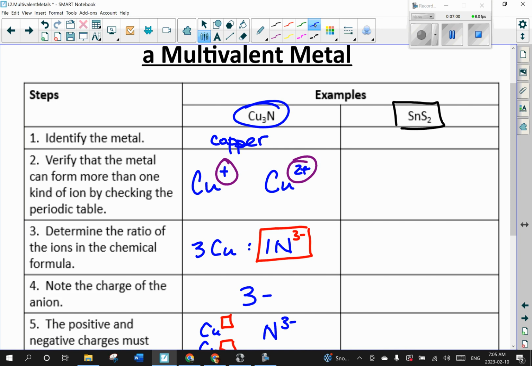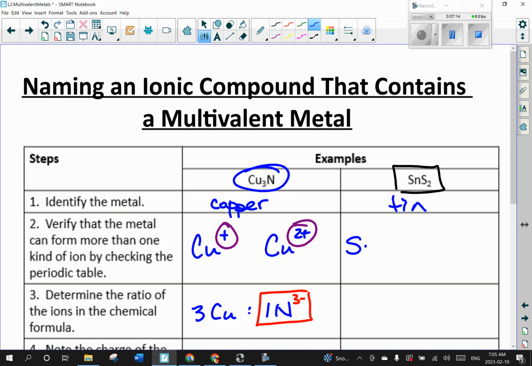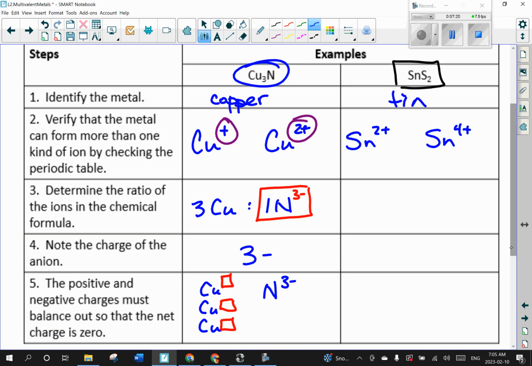So I'm going to go ahead and do that one. So I've got tin, and tin's options are 2 and 4. So it's either going to be Sn2 or Sn4. Now, you're not going to have to write this all the time. This is just like our warm-up and we're learning. Determine the ratio of ions in the chemical formula. So there was 1 tin to 2 sulfurs.